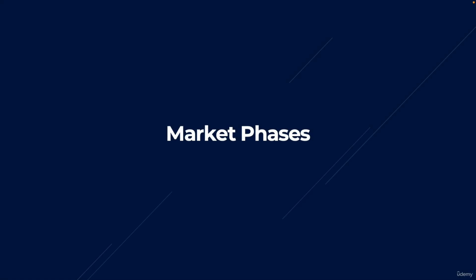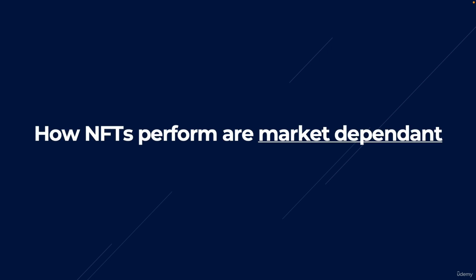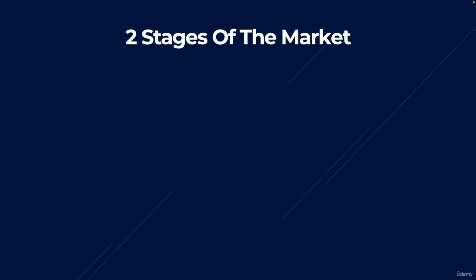In this video, I want to walk you through something very, very important, which is market phases. This is really important to know because how NFTs perform is market dependent. Now, there are essentially two stages to the market. We have number one, a bull market, and number two, what we call a bear market. And just to clarify, when I say the word market, I'm referring to the whole crypto NFT space in general.